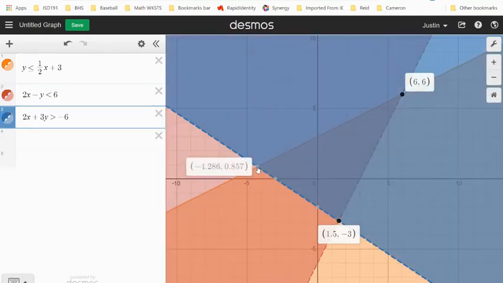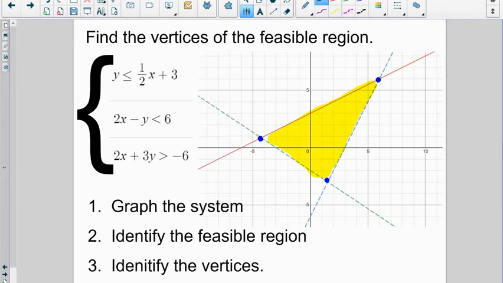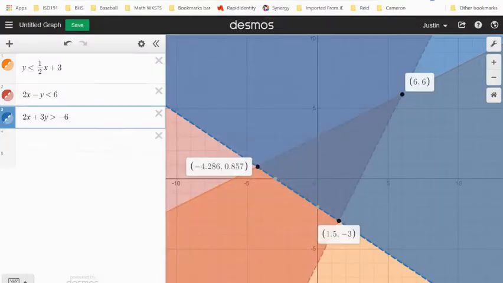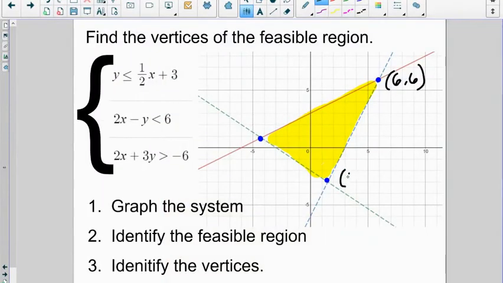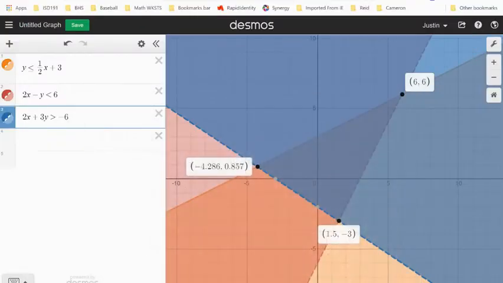And I got one more corner over here. All right, so those are my vertices. So I have 6, 6. I'll label that up here, 6, 6. Down here, I believe that was 1.5, -3. And I saved that third one for last because that's the hardest one. It's got all these digits.